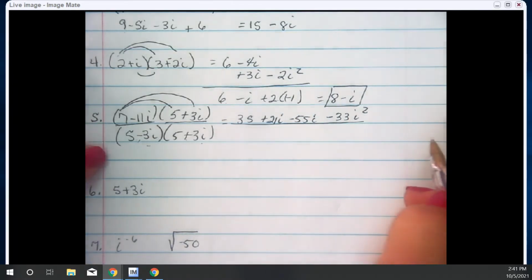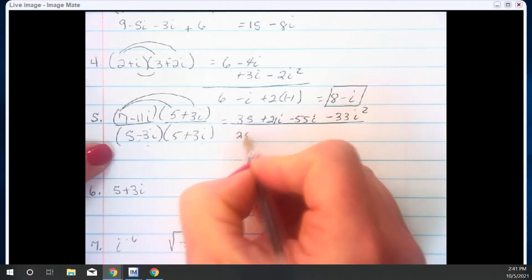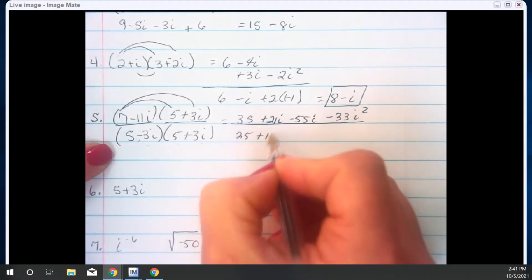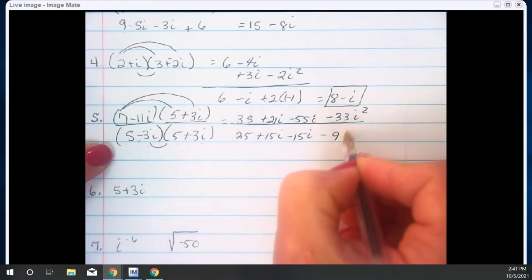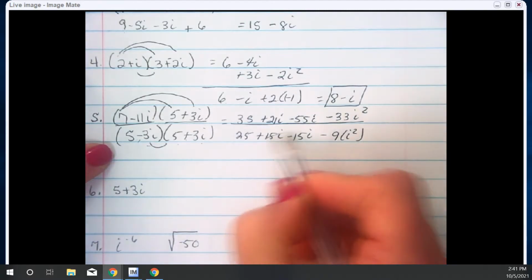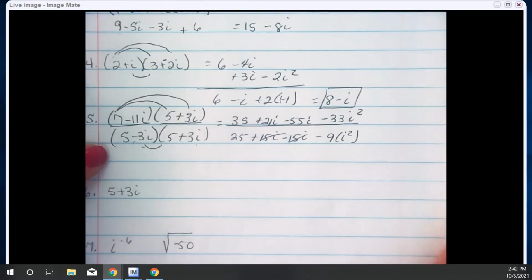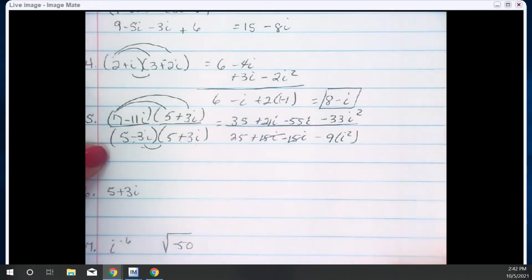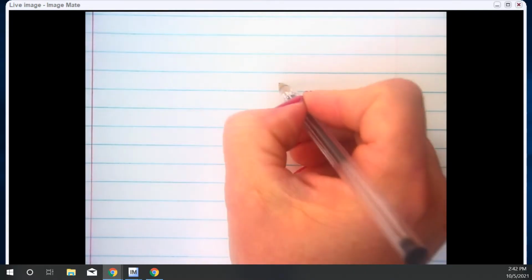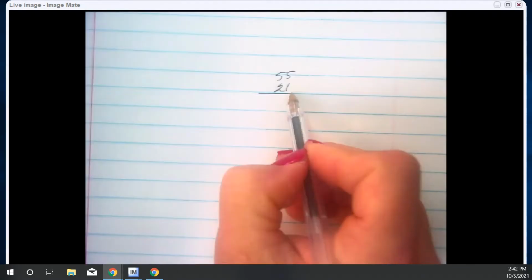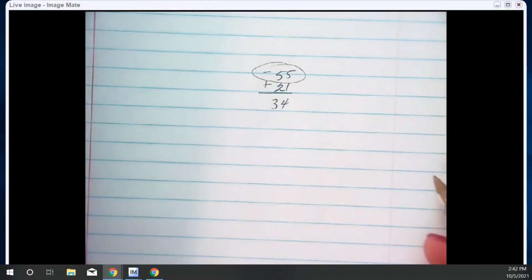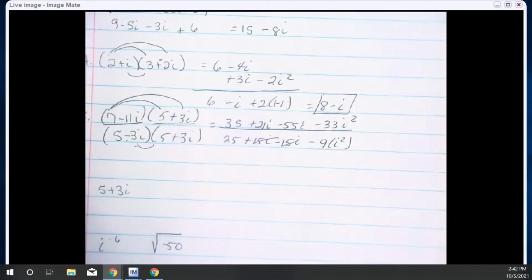I'm also going to FOIL the denominator. 5 times 5 is 25. 5 times 3 is 15i, minus 15i, minus 9i squared. And then I'm going to start combining like terms. 21 minus 55. 55 is bigger than 21. Since my signs are a positive and a negative, I'm actually going to subtract my number. 55 is further away from 0 and it's negative, so that's a negative 34.